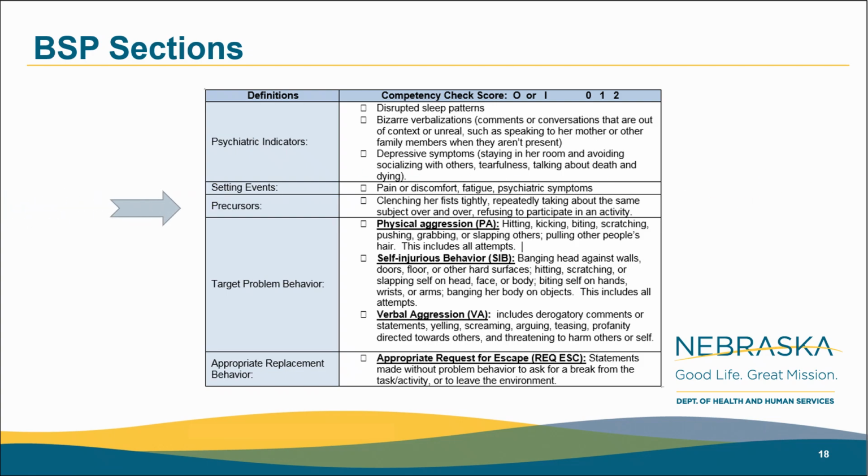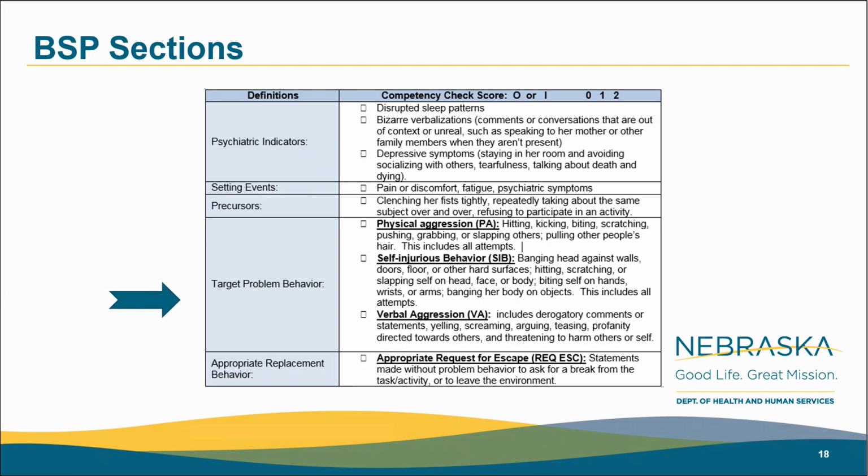Precursors are less severe behaviors that tend to occur shortly before the more severe target behaviors. For example, before Betty engages in physical aggression, she may clench her fists tightly. Think of precursors as an early warning sign. Noticing when precursor behavior is occurring is important. In some cases, we can intervene at the precursor stage and reduce the likelihood that a target behavior will occur.